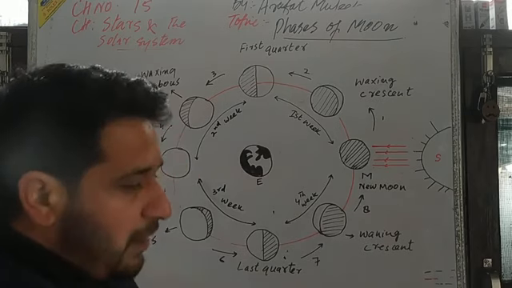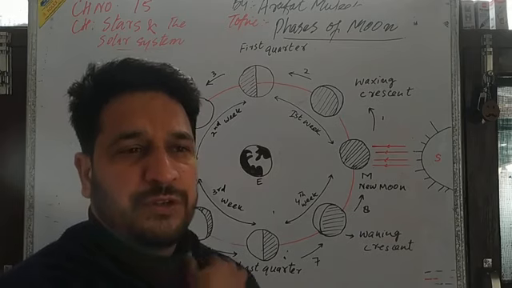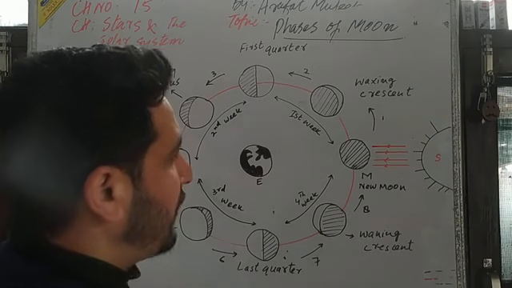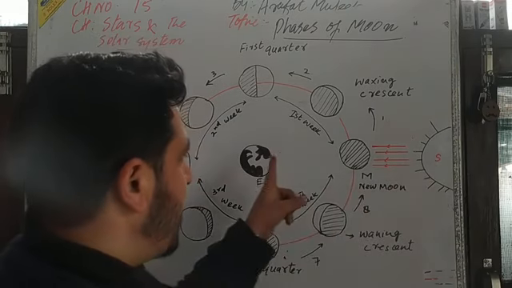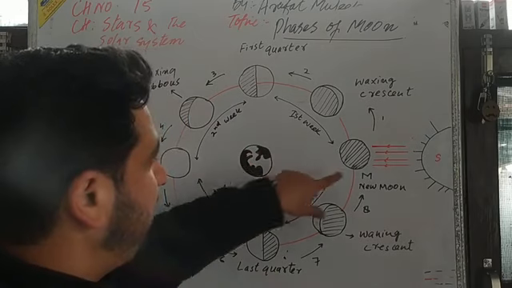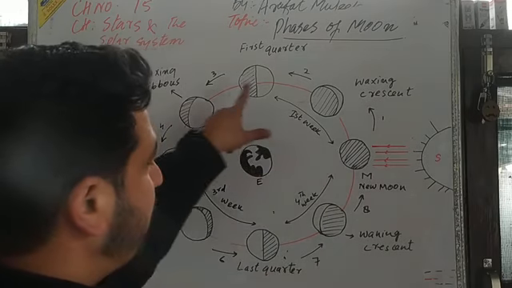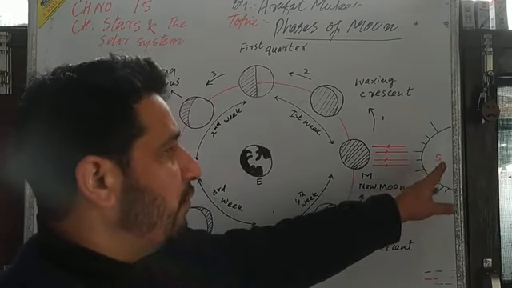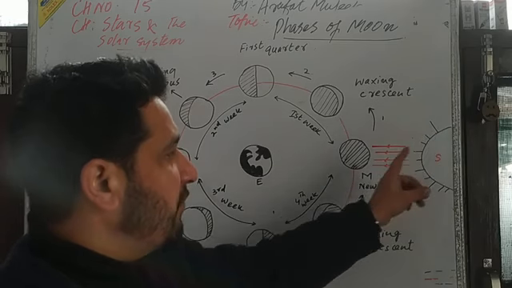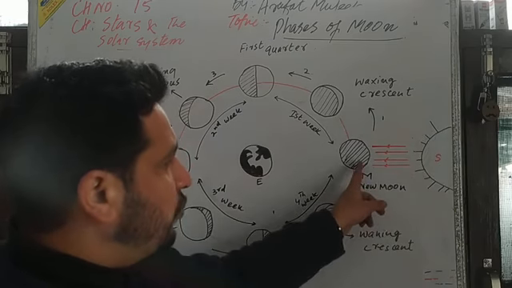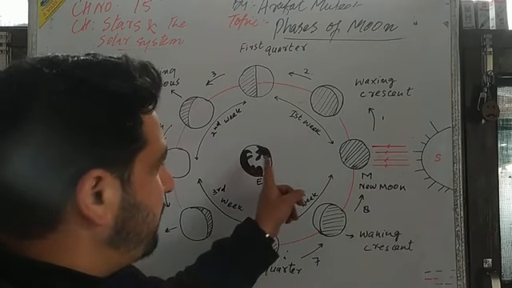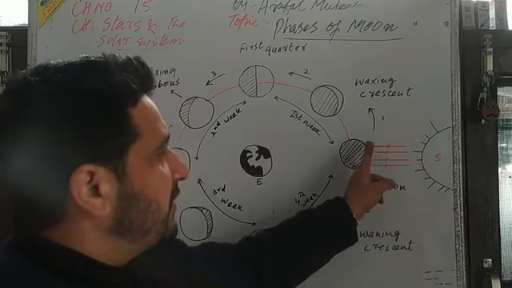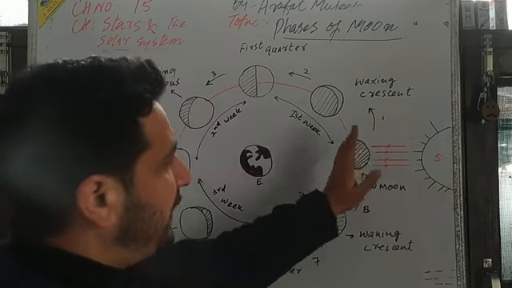The first phase of the moon, on the first day of the month, is the new moon. The new moon comes between the sun and the earth. The earth is in the center, and the moon is revolving around the earth in its own orbit, and the sun is the source of light. When the moon comes between the earth and the sun, the sunlight falling on the moon is blocked at one disk of the moon.